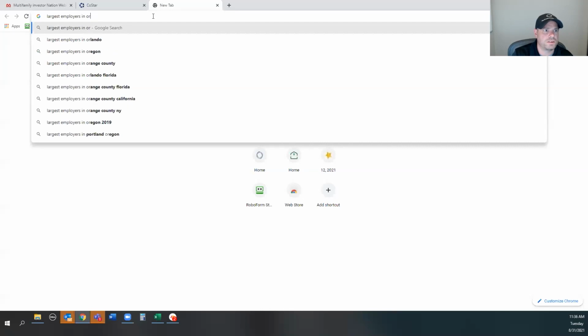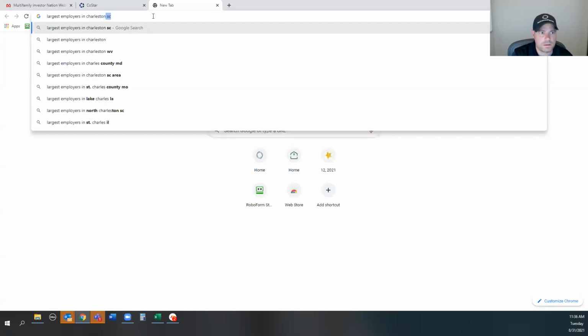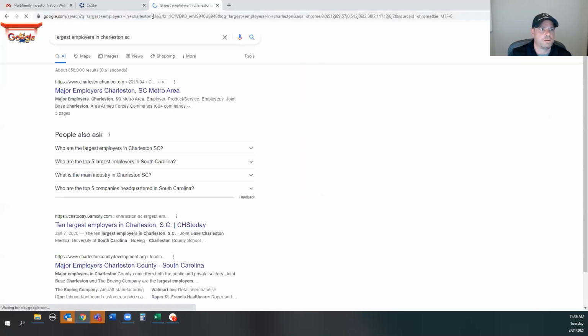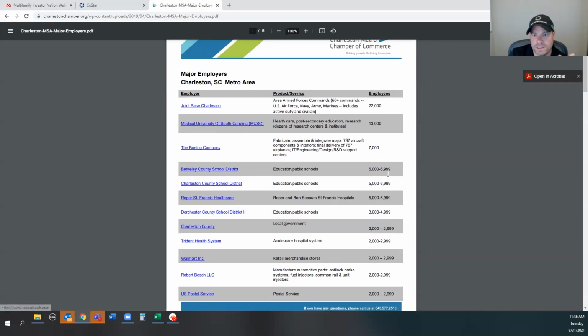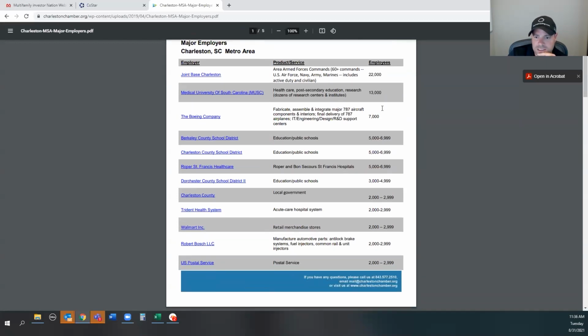Actually, let's do a different one. All right, major employers. So, it's as simple as this. You can kind of see what's going on and who is employing everybody and how many employees they have. So you see a very large joint base in Charleston, but your population there is such that it does not affect that as much. So it is a factor, but it's not one that's affecting us necessarily.